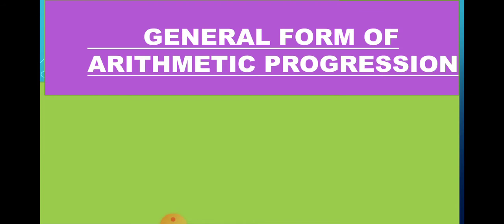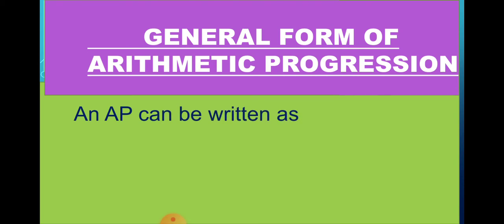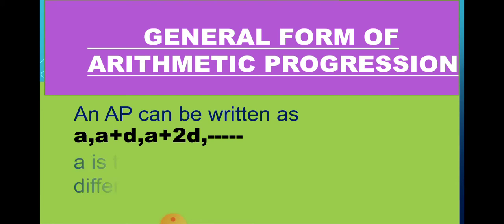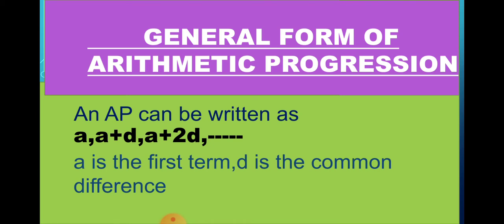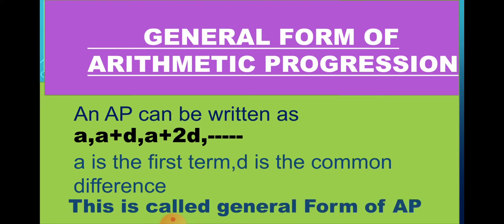So let us observe the general form of arithmetic progression. An arithmetic progression can be written as a, a plus d, a plus 2d and so on. In this, a is the first term, d is the common difference. So this is called the general form of arithmetic progression.